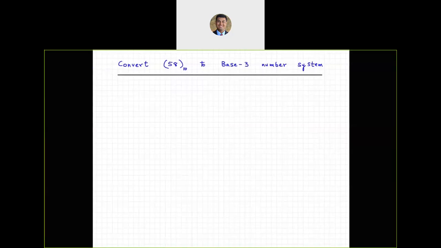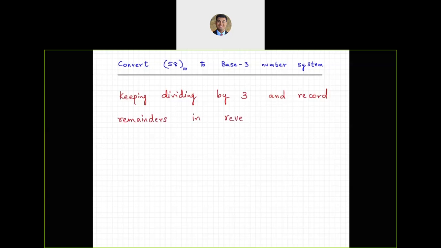Base 10 to base 3, how would you do it? Let's just write the answer here. Keep dividing by 3 and record remainders in reverse order. Base 3 belongs to what? 0, 1, 2. So any base 3 number will belong to that set 0, 1, 2. And clearly, when you divide by 3, your remainders cannot be 3 or more. It has to be 0, 1, or 2.